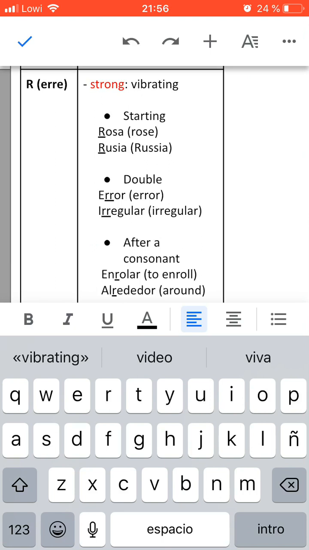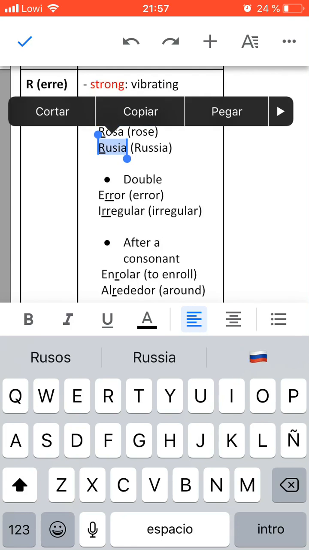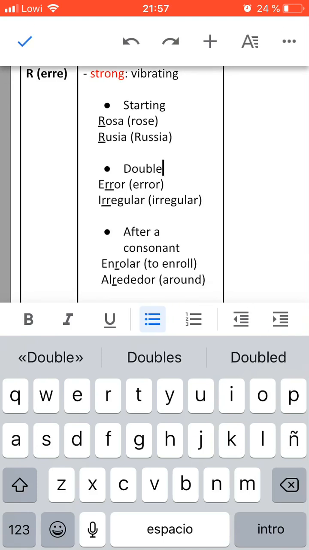For pronouncing it strong, it must meet some conditions. It has to be a starting R. As we can see here, rosa, which means rose, and Russia, which means Russia. We can notice how the R is fully vibrating. Rosa, Russia.